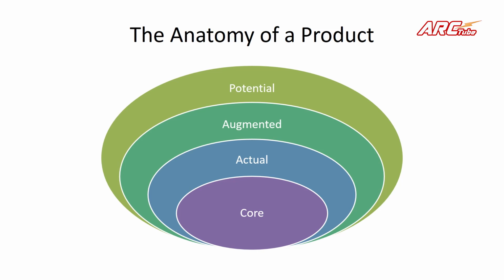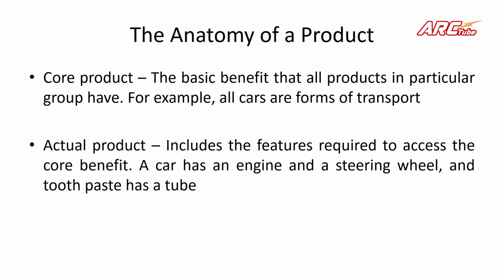So let's go. If you discuss the core product, it's about the basic benefit, the benefit that all products in a particular group have. For example, all cars are forms of transport. So we discuss that example. Then the actual product includes the features required to access the core benefit. A car has an engine and a steering wheel. A toothpaste has a tube.